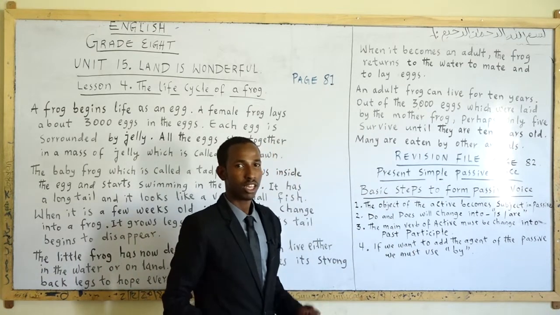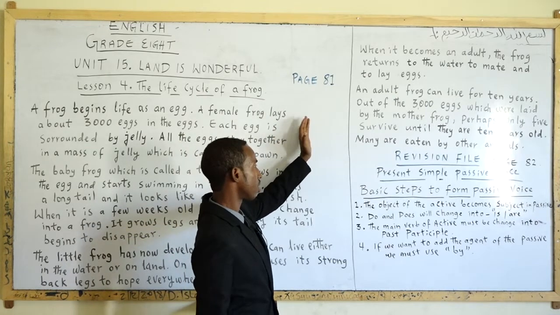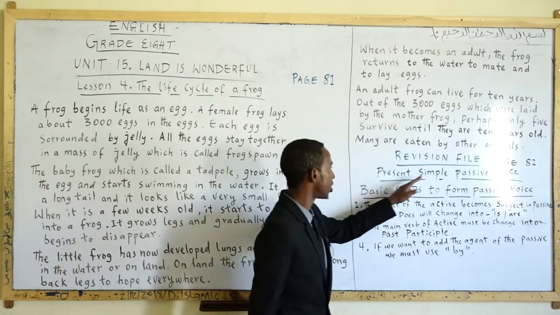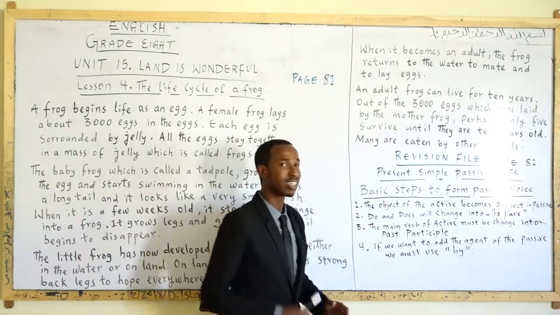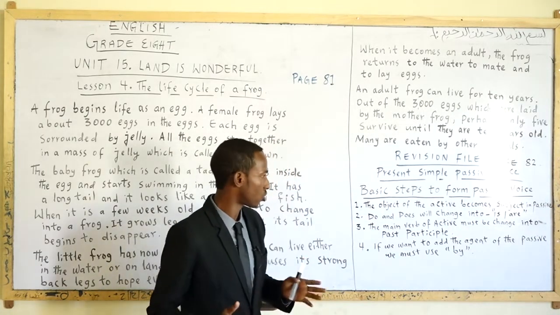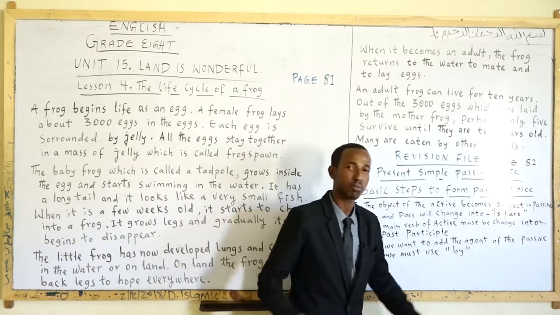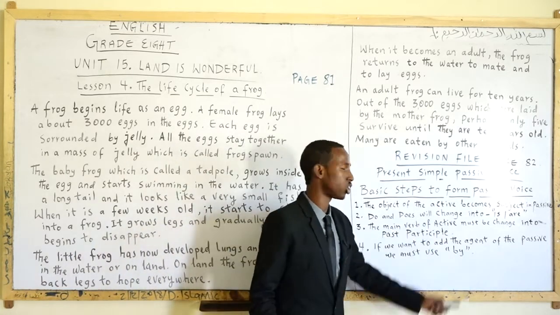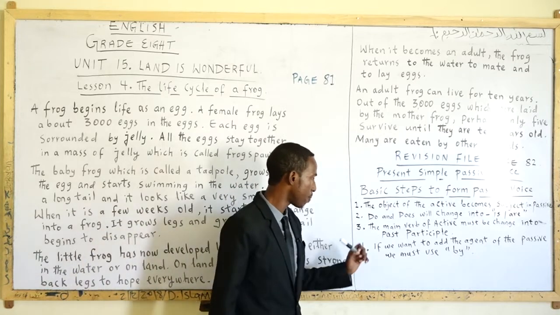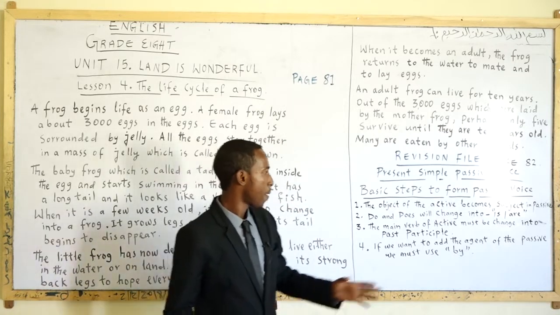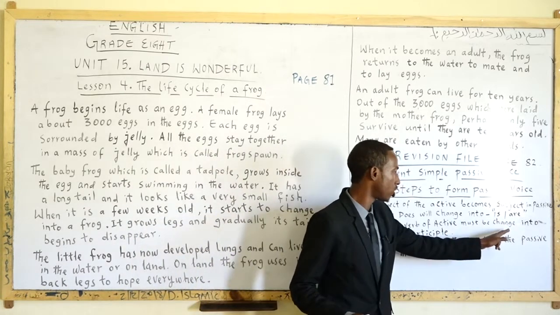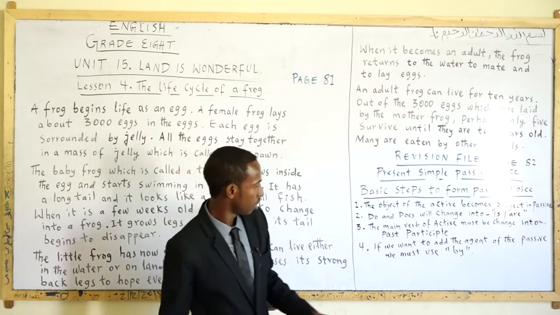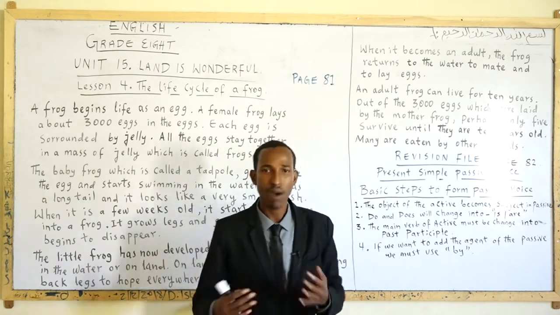Revision file. Here it was page 81. And revision file, you can get it on page 82. Present simple passive voice. Basic steps to form passive voice. The object of the active becomes the subject in the passive. Do and does will change into is and are. The main verb of the active must be changed into past participle. If we want to add the agent of the passive, we must use by.